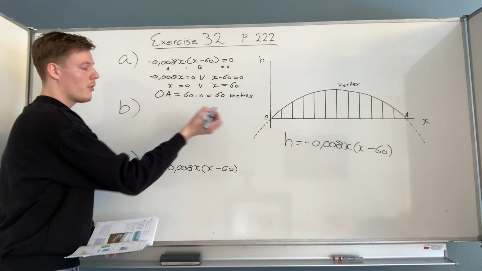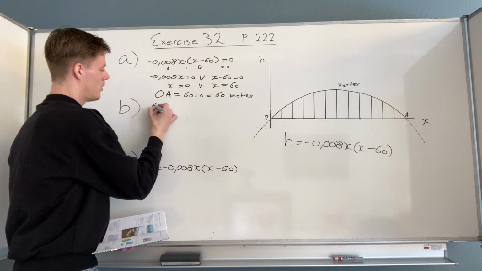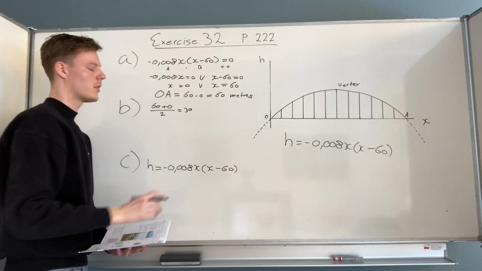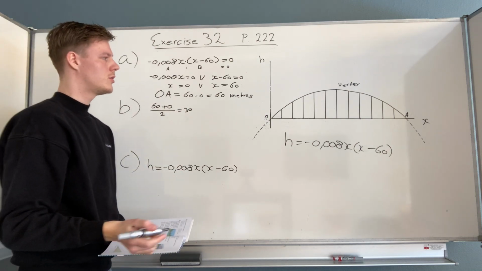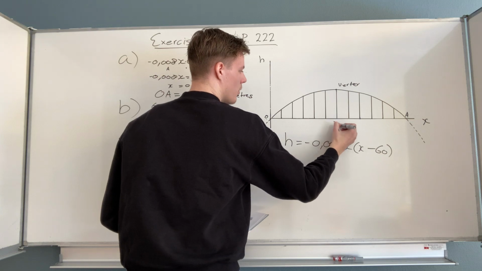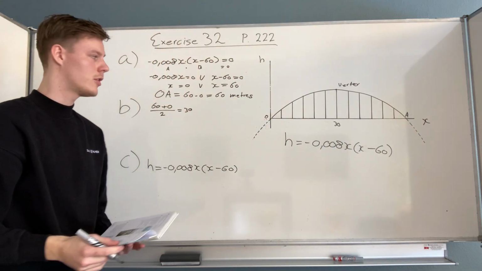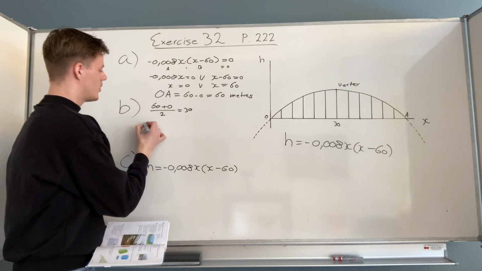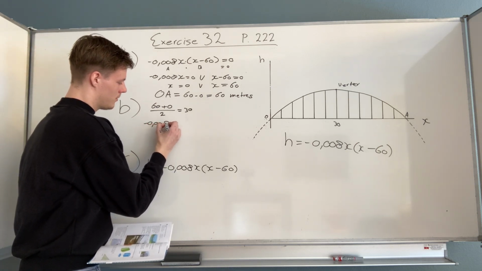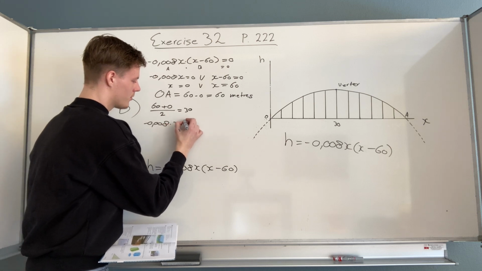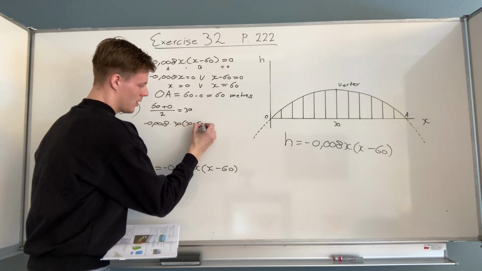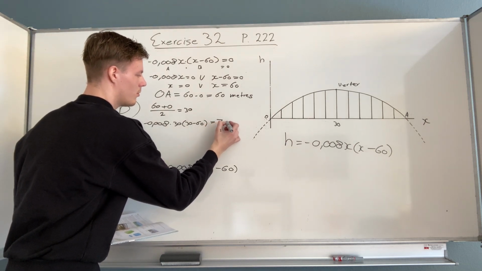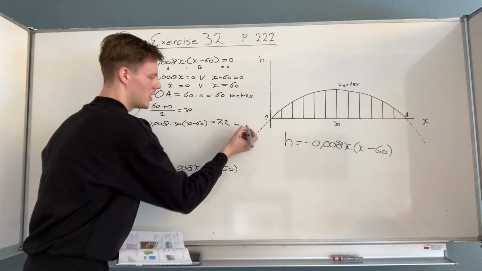We take both x values, we put them together, and we divide by 2, which gives us 30. And now the only thing we have to do, so with x is 30, there lies the vertex. So we fill in 30 in the formula, which gives us the following. You can put this in your calculator, and you will get 7.2 meters.